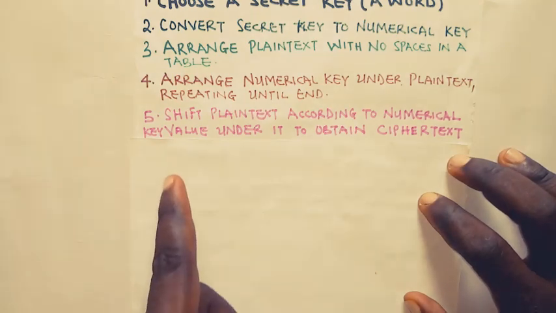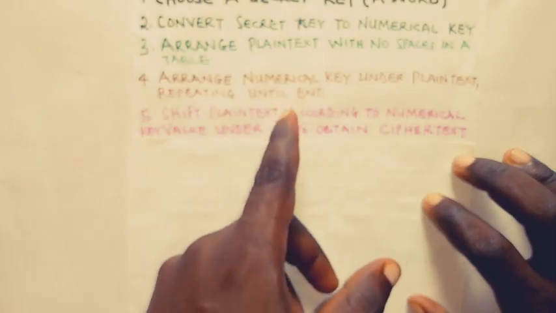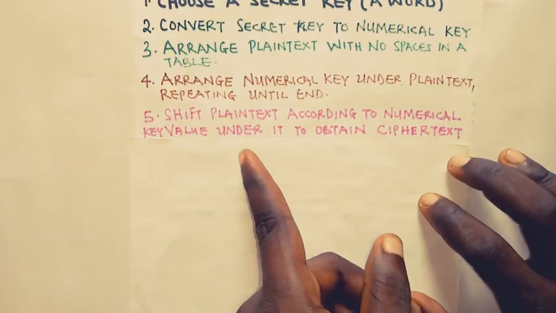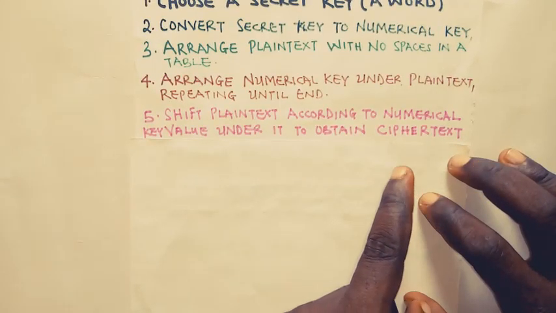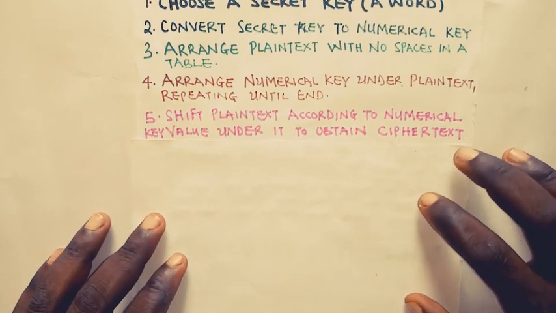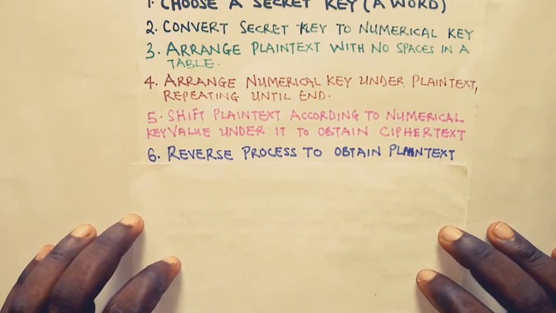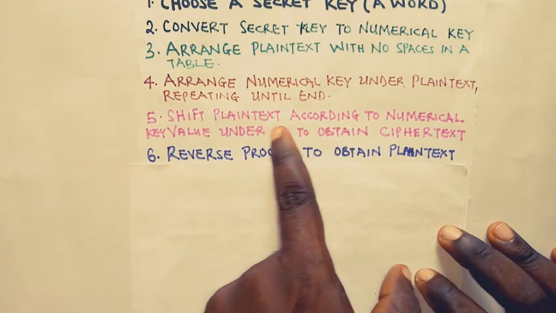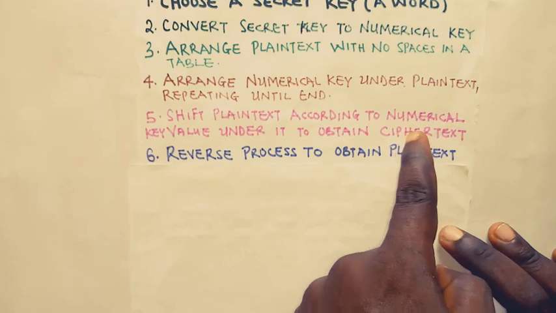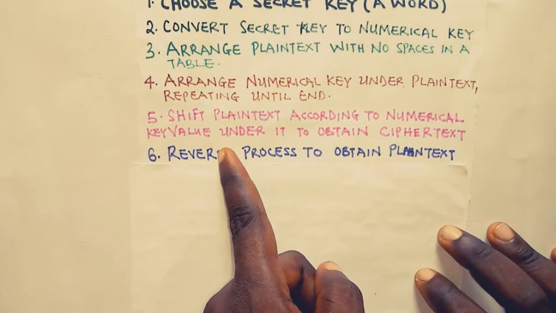Now quickly note something here: when encrypting, we shift to the right, but when decrypting we shift to the left. And that is why we say the last thing we need to do is to reverse the process in order to obtain a plain text. That means the shifting. You reverse the shifting. When you shift to the right, you encrypt. When you shift to the left, you decrypt.